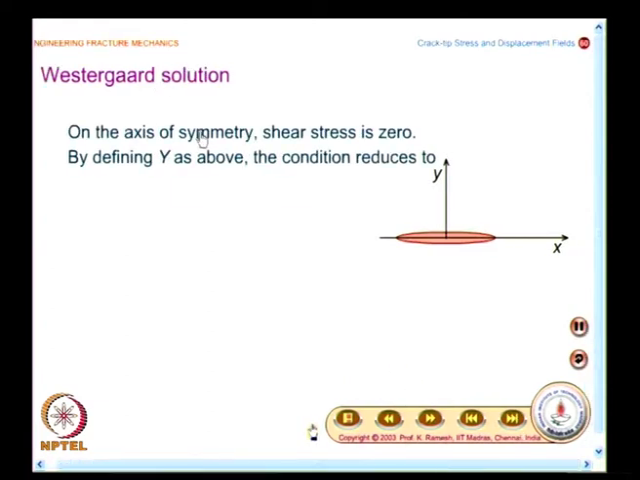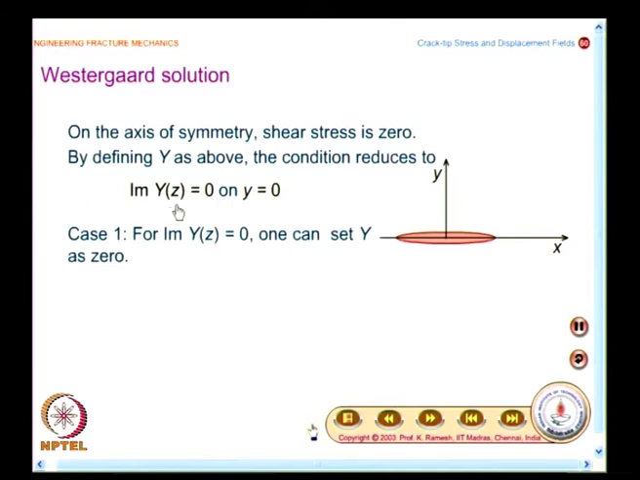So, on the axis of symmetry shear stress is 0. By defining y as above, the condition reduces to, because the first term you have is y times the function, so when y is 0, that term automatically goes to 0. So, shear stress being 0 along the crack axis reduces to the imaginary part of y z equal to 0.